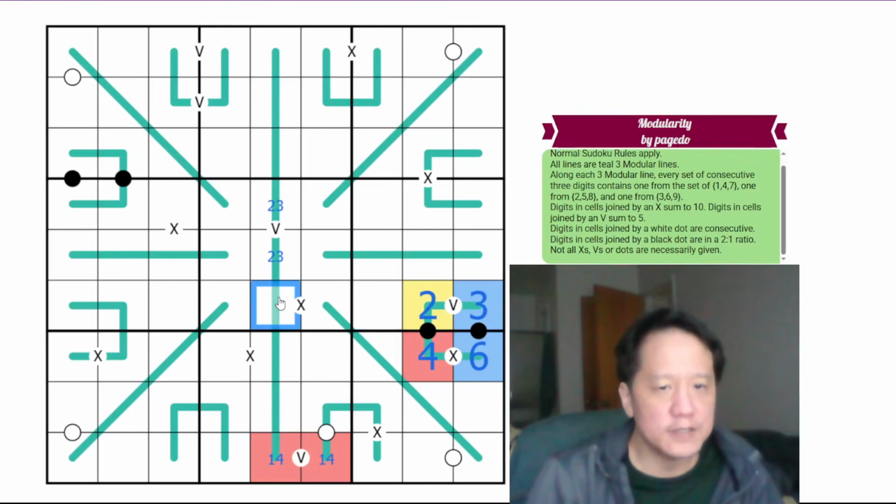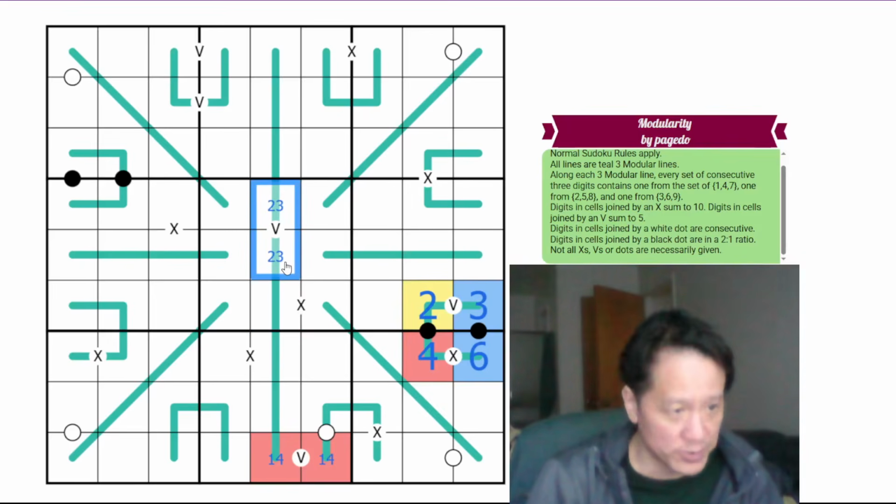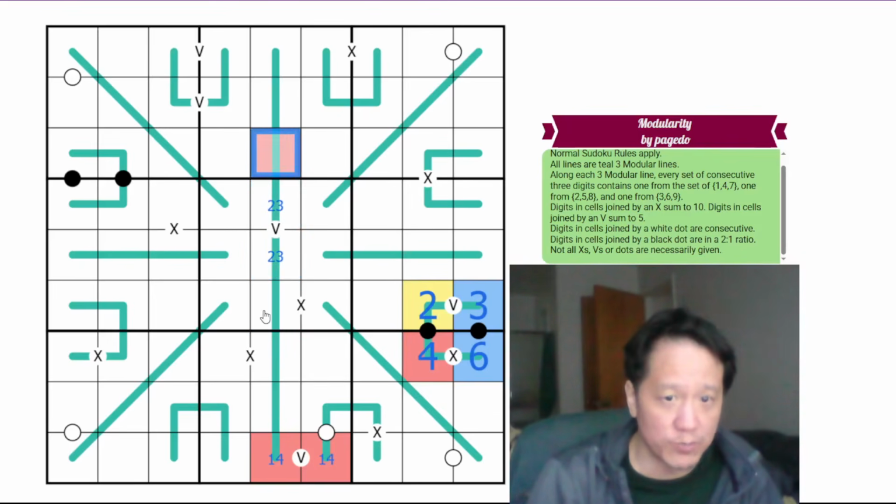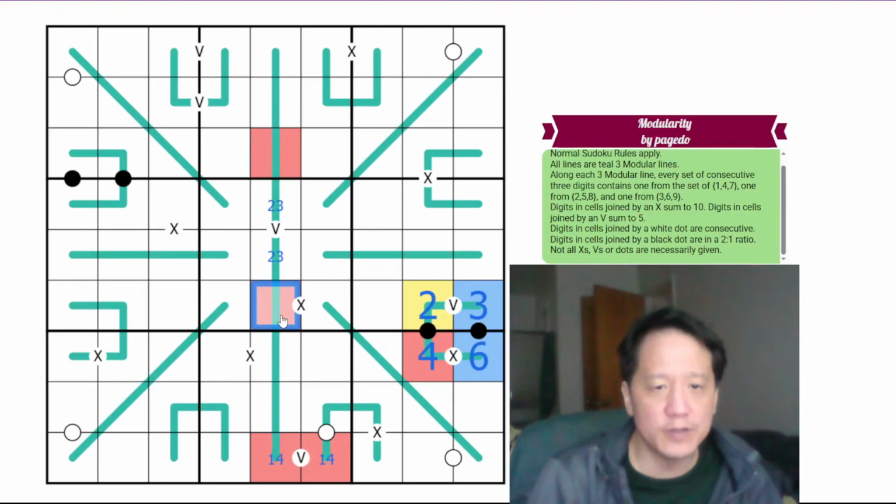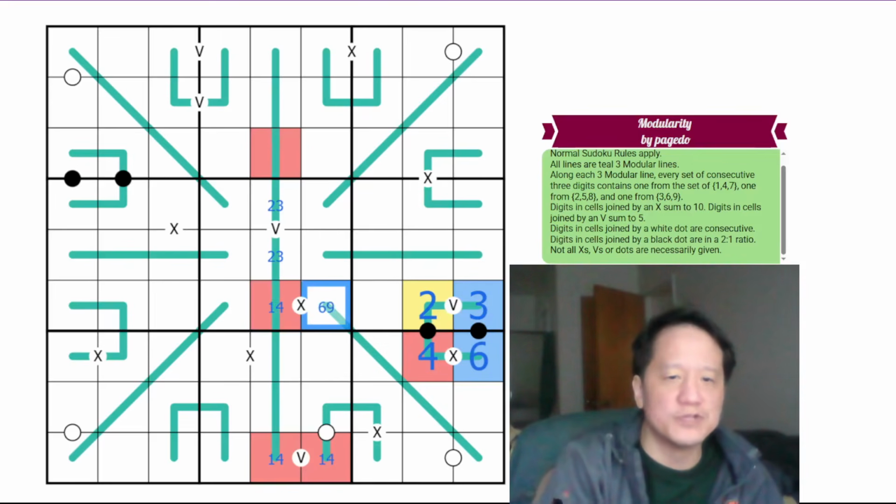Let's see. This digit, so these two digits are, one is 2 modulo 3 and one is 0 modulo 3, which means these digits must be 1 modulo 3. So we have 1 modulo 3, 1 modulo 3, 1 modulo 3. So this cannot be 3 and 7 to add up to 10. So this has to be 1 or 4 with 6 or 9.